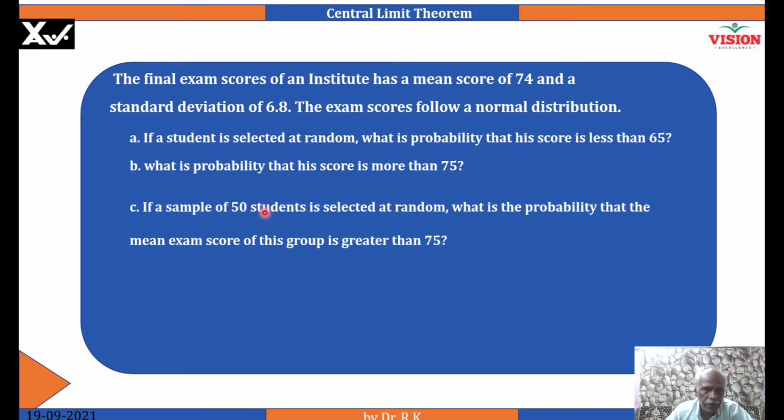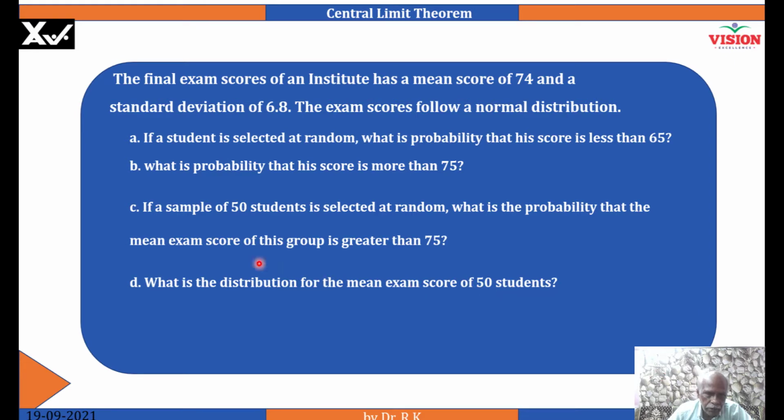If a sample of 50 students is selected at random, what is the probability that the mean exam score of this group is greater than 75? Please note, in these two cases, we are going to refer to sample distribution. In this case, mean exam score is wanted. We are going to take sample mean distribution. What is the distribution for the mean exam score of 50 students?